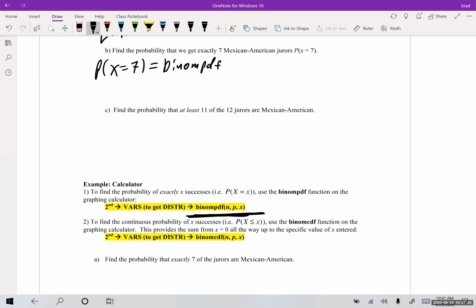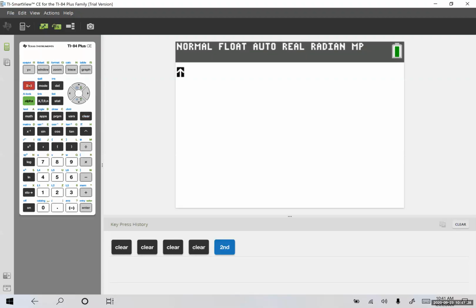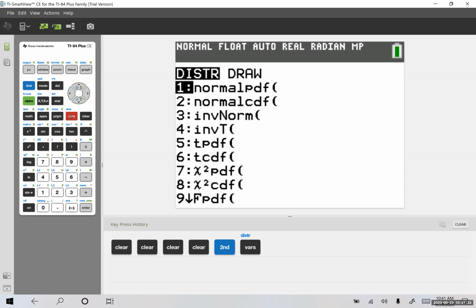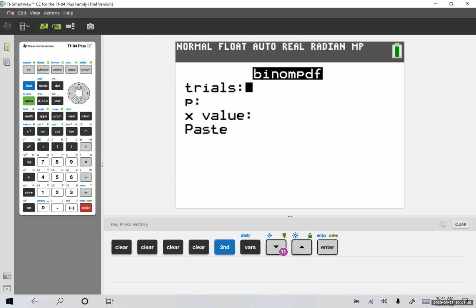The way you get there is you go second vars, distribution. I'm going to take out my calculator and go second function. Then you see this vars button that's red now? You go to that and then go down until you find binomial PDF. You use binomial PDF for exactly, and you use binomial CDF for cumulative, when you want to add up all the values that came before. I'm going to click enter on binomial PDF.